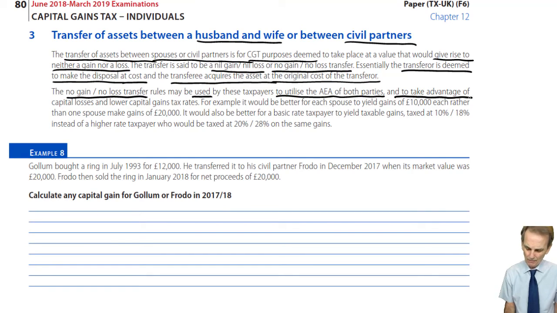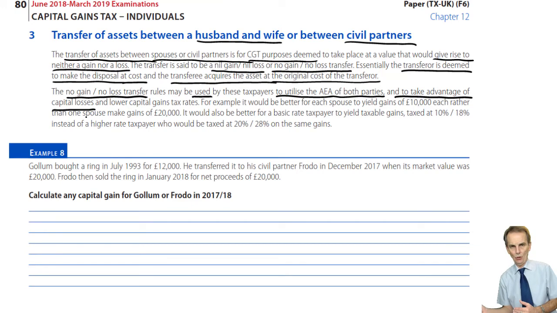Or to take advantage of capital losses. One spouse has got losses, the other doesn't. Therefore, we could use that loss against gains via a no gain, no loss transfer, and then the spouse with the loss makes a sale to the outside world, yields a gain, and it's covered by, or at least to some degree, by the loss.